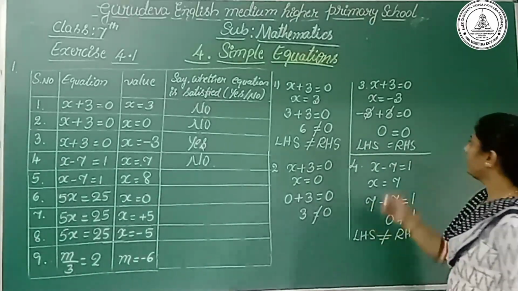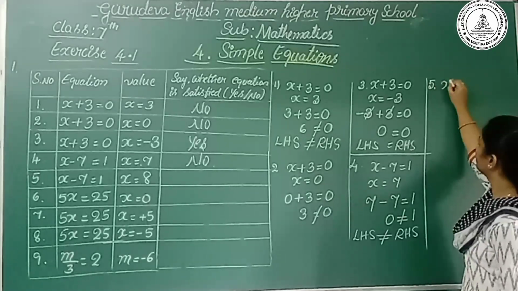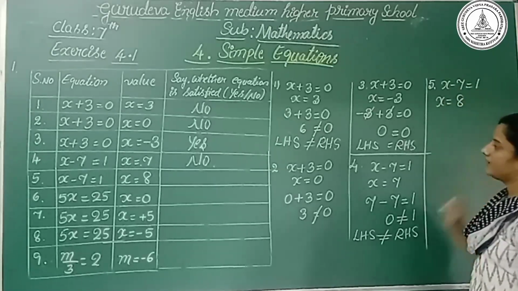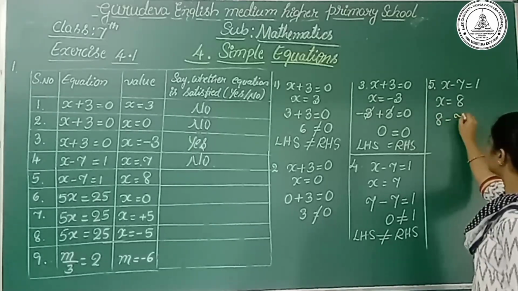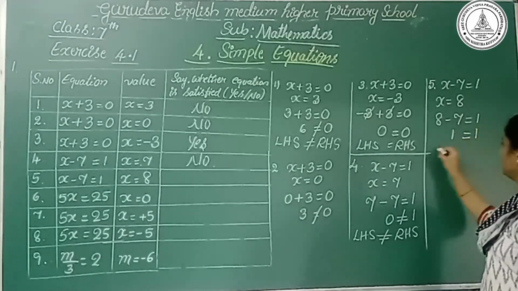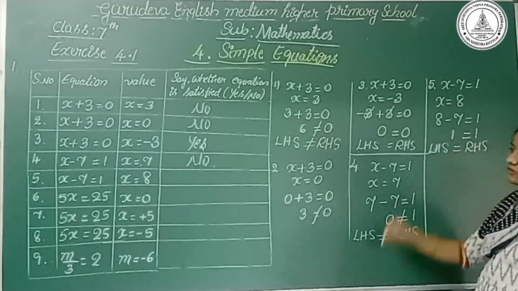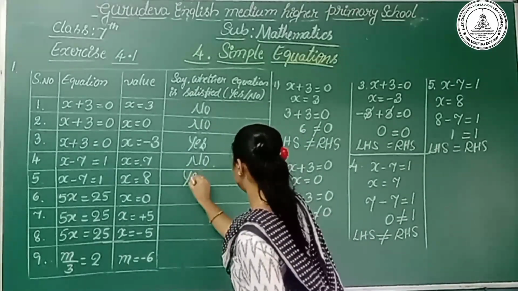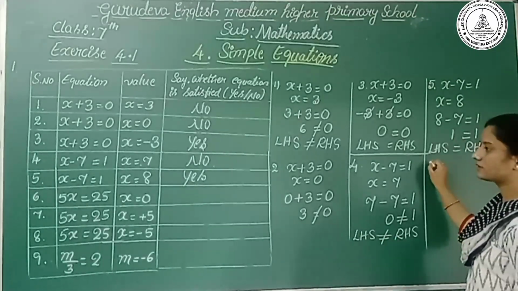Then do the fifth equation. The fifth equation is x minus 7 is equal to 1, and the value of x is 8. So 8 minus 7 is equal to 1. Then 8 minus 7 is 1, so 1 is equal to 1. Therefore LHS is equal to RHS. Hence the equation is satisfied for the value x equals 8. Clear? Then let's go to the sixth one.